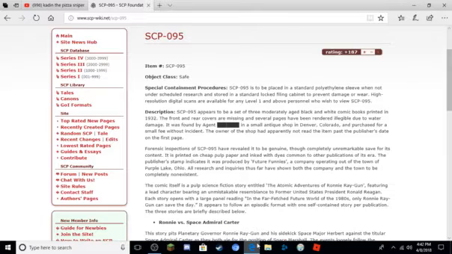SCP-095. Description. SCP-095 appears to be a set of three moderately aged black and white comic books printed in 1932. The front and rear covers are missing, and several pages have been rendered illegible due to water damage. It was found by an agent in a small antique shop in Denver, Colorado, purchased for a small fee without incident. The owner of the shop had appropriately not read the item past the publisher's date on the first page.